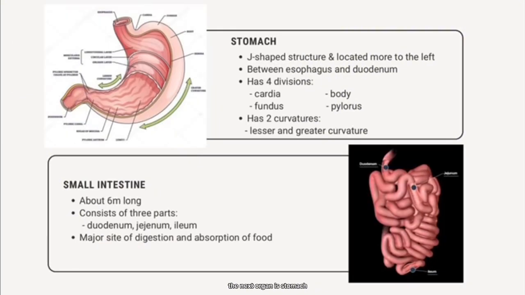The next organ is the stomach, which is a J-shaped structure located more to the left between the esophagus and duodenum. It has 4 divisions, which are the cardia, fundus, body and pylorus. And also it has 2 curvatures, which are the lesser curvature and greater curvature. Next is the small intestine, about 6 meters long, consisting of 3 parts: duodenum, jejunum and ileum. It is a major site of digestion and absorption of food.